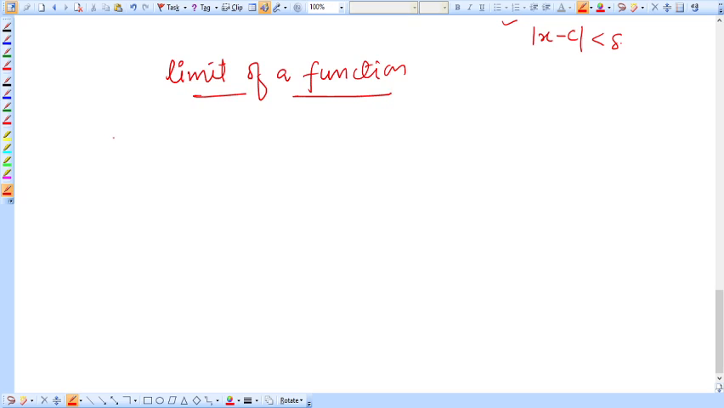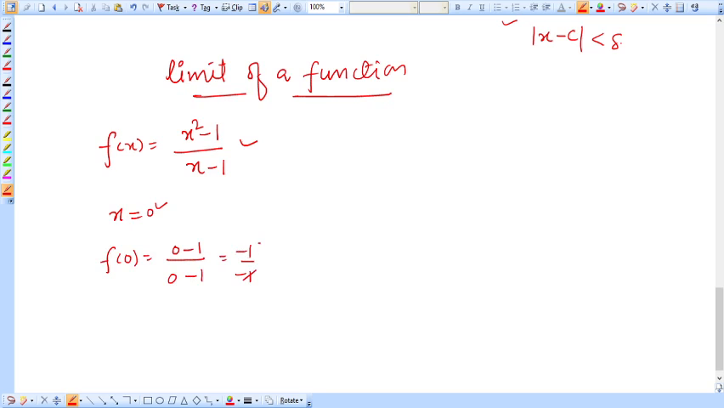Let us take f of x equal to x square minus 1 divided by x minus 1. This is a function of x. We know how to find the value at any point. Like if you want to find the value at x equal to 0, we can easily find it, right? F of 0 is 0 minus 1 divided by 0 minus 1, which is minus 1 over minus 1. The 1s cancel, so f of 0 is equal to 1, right?